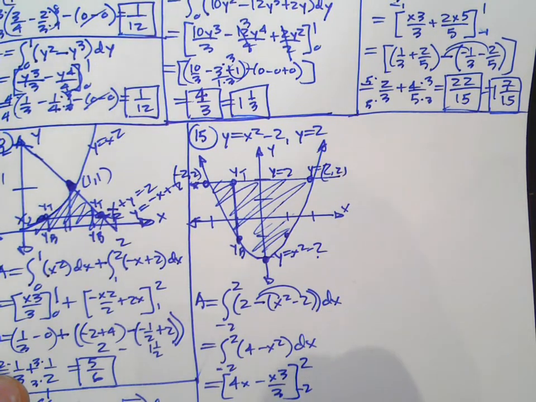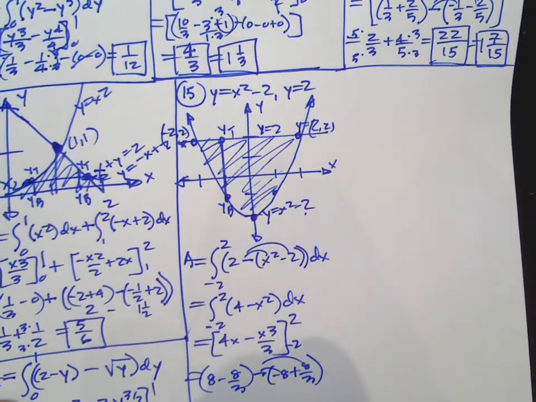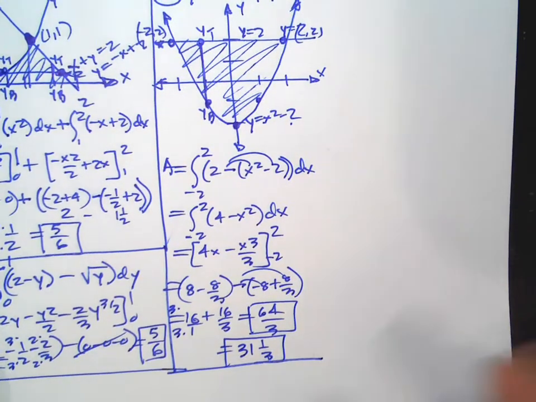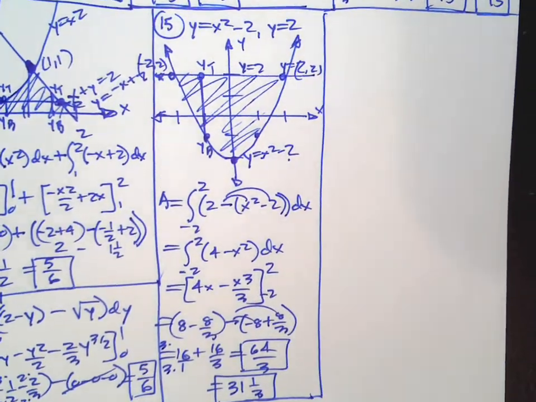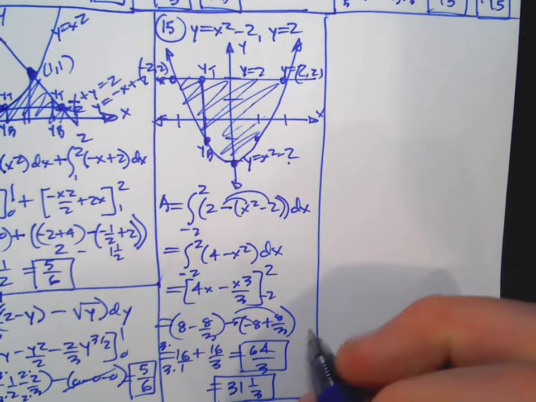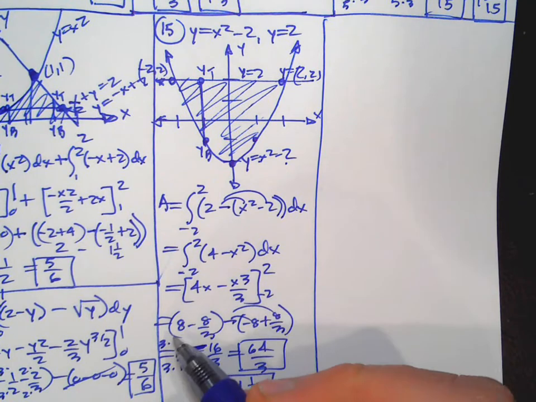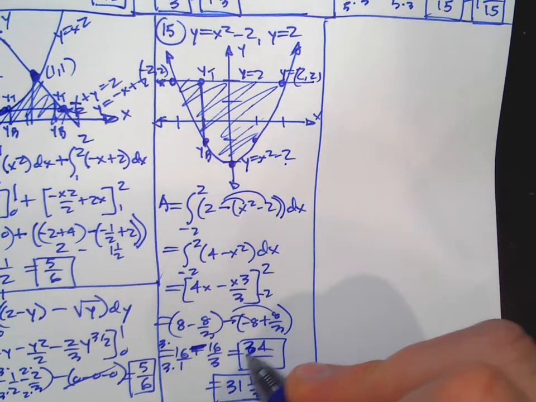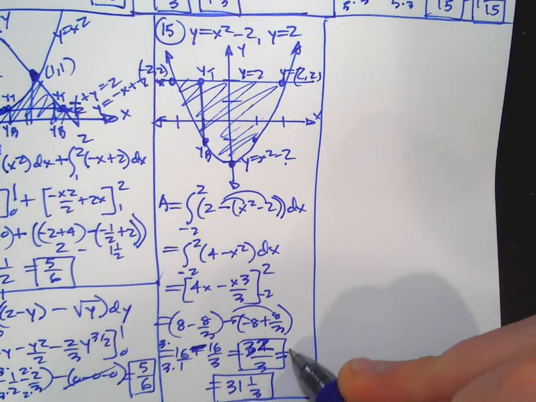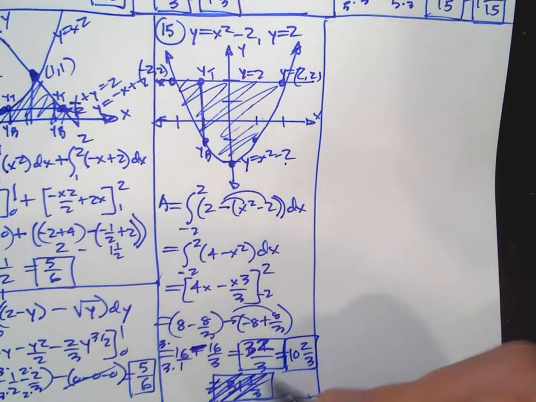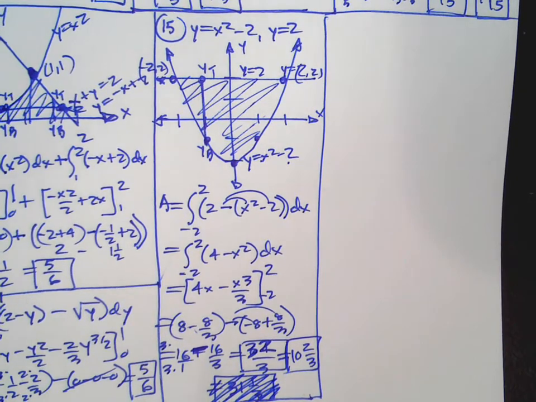It's going to be 8 minus 8 thirds, minus negative 8 plus 8 thirds. So it's going to be 16 plus 16 thirds. These come in the denominator, 48, 64 thirds, or 31 and 1/3. Or, did I do that right? Oh, hold on. It should be minus 16 thirds. So that's going to be 48 minus 16, which is 32 thirds, or 10 and 2/3. I messed that up. I acted like those were positive 8/3, but they weren't.